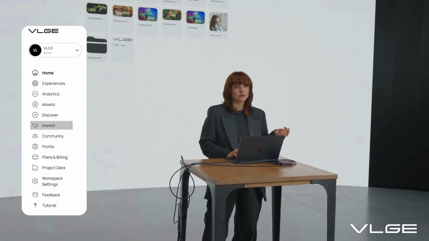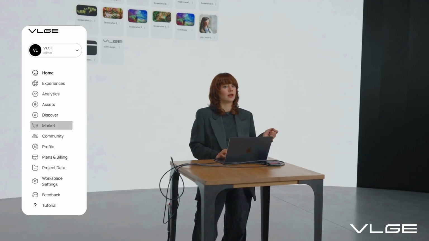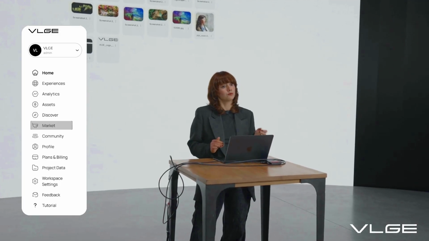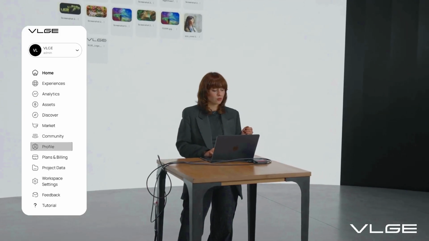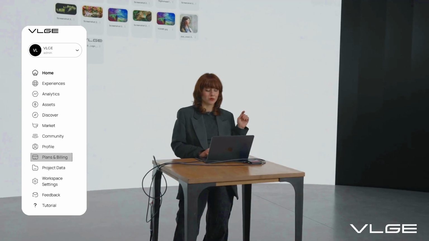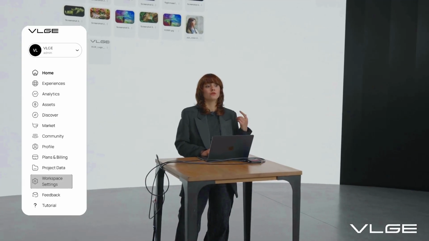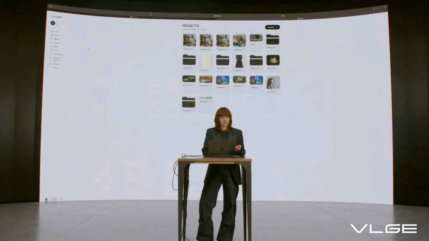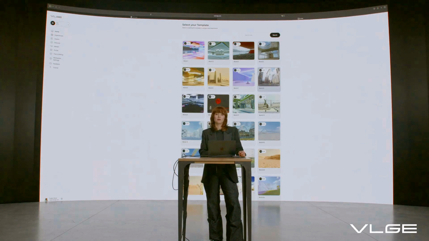You have the Marketplace, which is launching very soon for creators. So ultimately, when you purchase an asset, you have it at your disposal immediately with full utility in your builder, which we're going to see in a second. You have your profile, plans and billing, very important, and your workspace settings where you can invite other members to join your workspace. So let's go back to home here and go ahead and select the New York template.